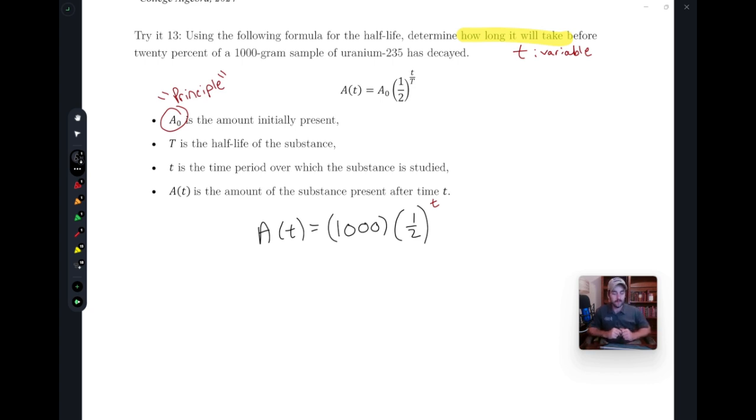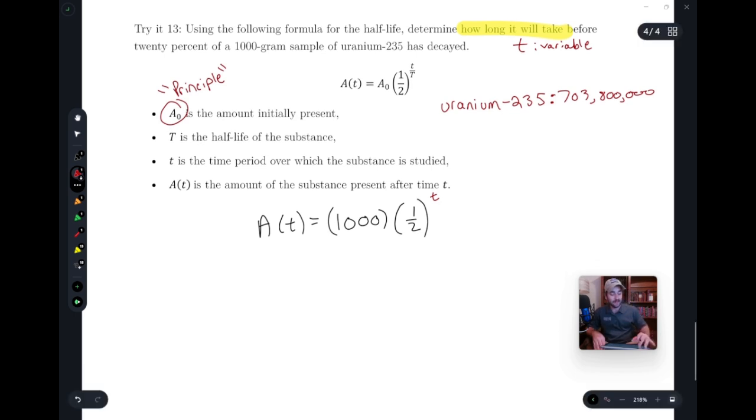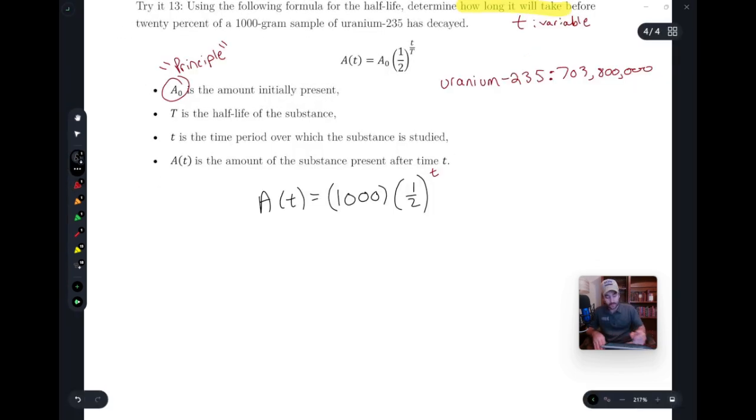And from our textbook, we have the half-life of uranium. So I'm going to pull that in from the textbook where it says the half-life of uranium 235 is 703,800,000. So it takes a really long time for uranium to decay to half of its size. So we're going to use that as the capital T there at the bottom, because that's the half-life of the substance. Again, this came from the textbook in the section we're working with. It's just a practice problem, and they give us a whole table of half-lives in our textbook, just in case you need them for an exercise in the back of the book.